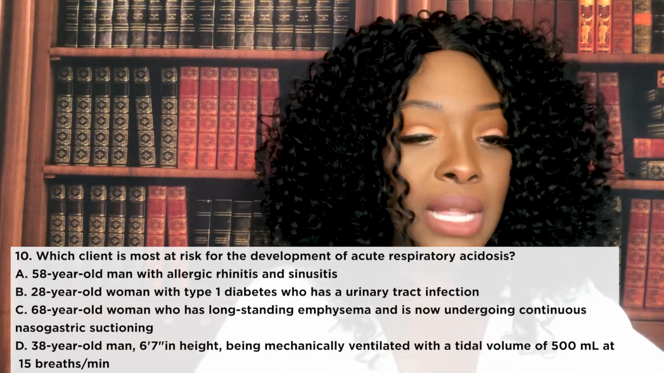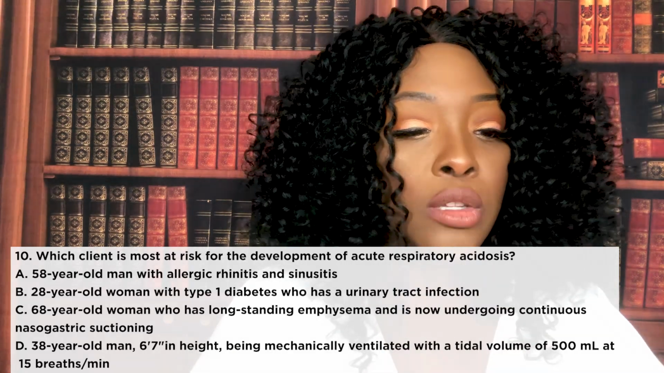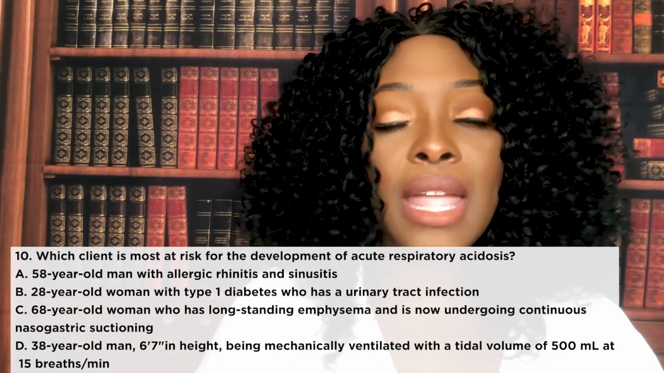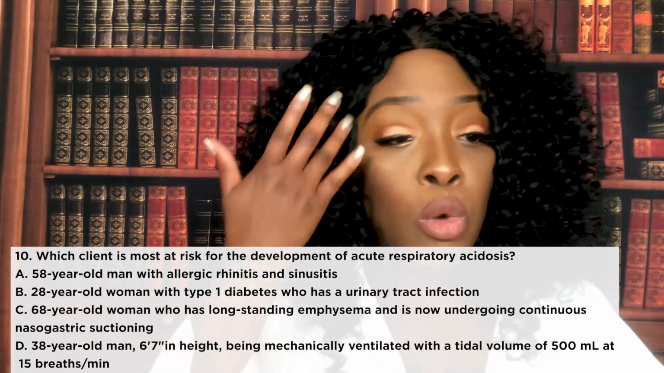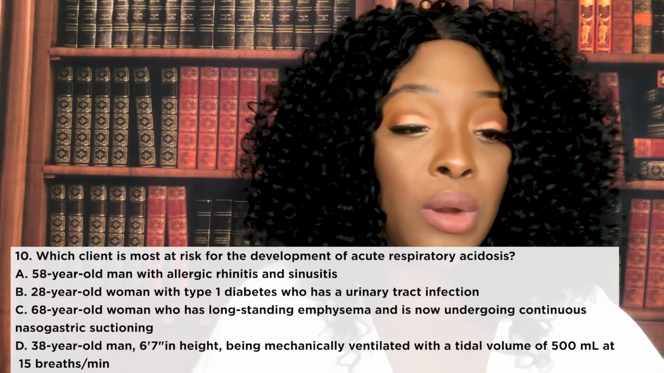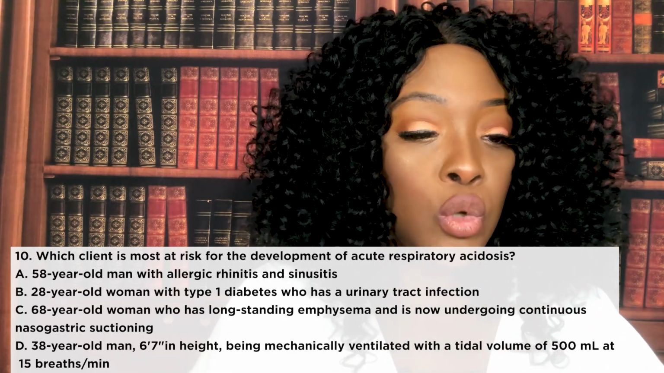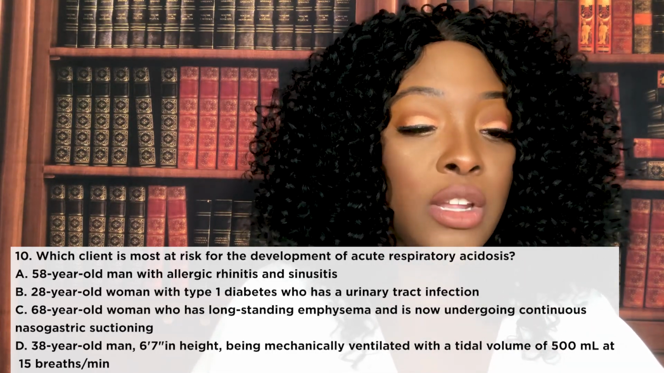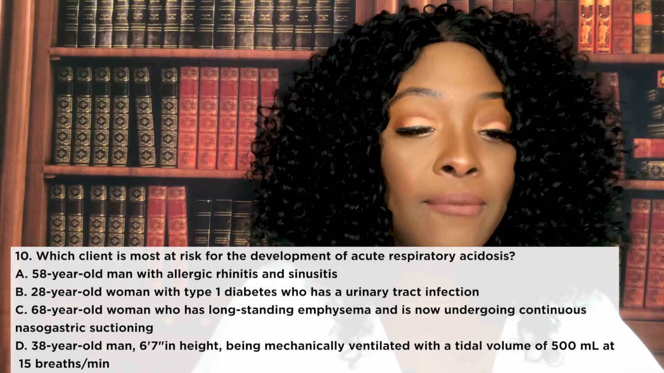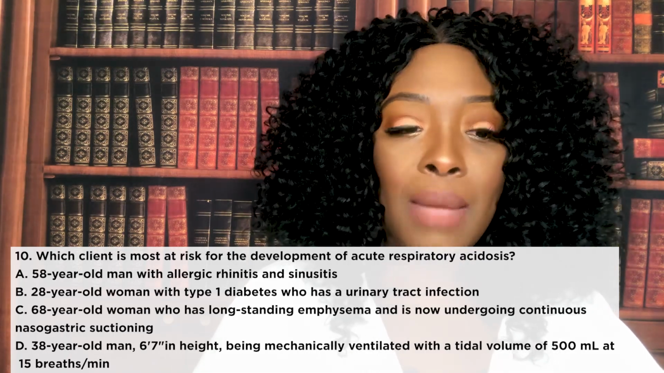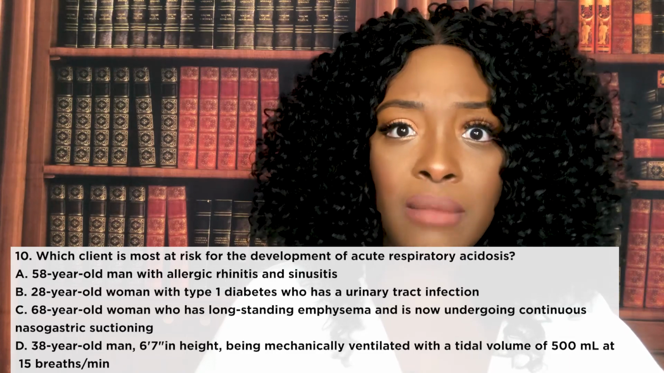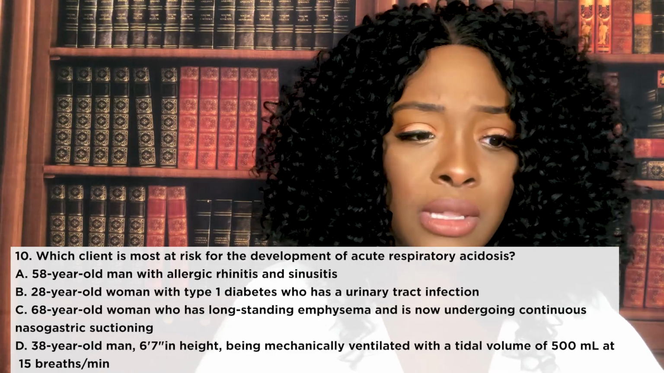Metabolic acidosis, but let's keep going. Diabetes, who has a UTI. That's metabolic acidosis. Not what we're looking for, which is respiratory acidosis. Next choice, choice C, the 68-year-old with longstanding emphysema. Okay, I'm thinking, longstanding emphysema, they can't breathe. That's respiratory acidosis, so let's keep going.